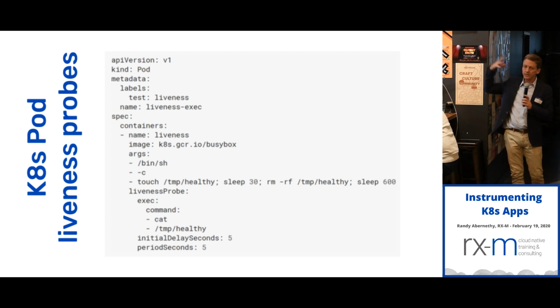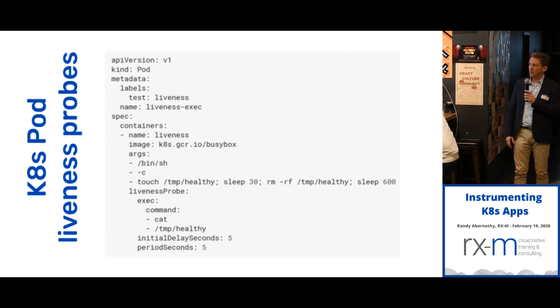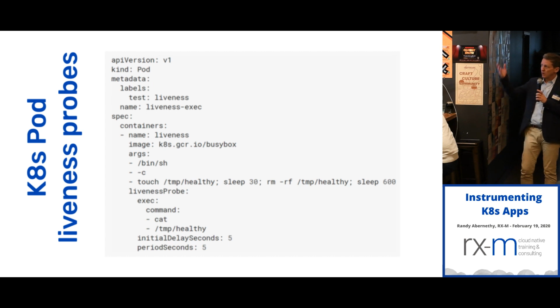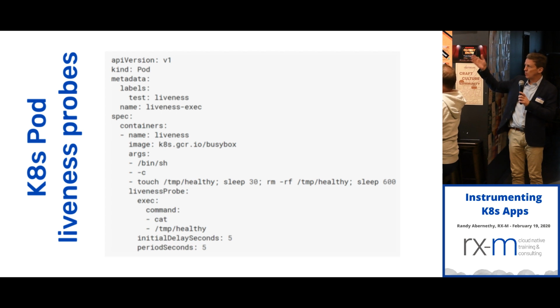So you can see that containers are the things that contain processes that are actually running, right? The pod is just a bunch of configuration around a set of containers that share namespaces and whatnot. And in the example here, we're saying, hey, run this program and execute the following command, cat temp healthy, and wait 5 seconds before you start doing it, and do it every 5 seconds.